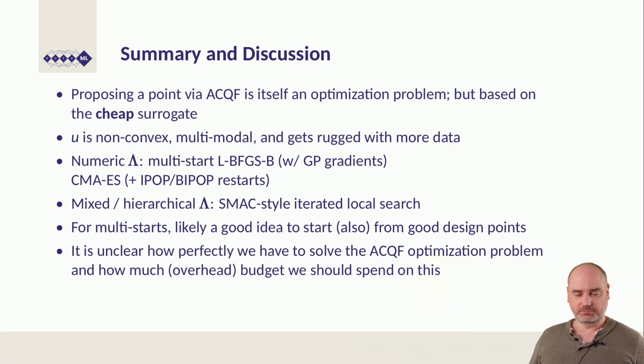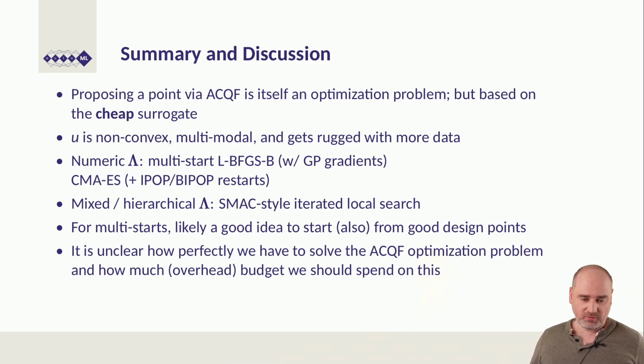For numerical configuration spaces, very often we use something like BFGS with gradients and with restarts, or CMA usually also gives you good results, again with restarts. And for mixed hierarchical spaces, we usually do this SMAC-style iterated local search that I described a few minutes ago.